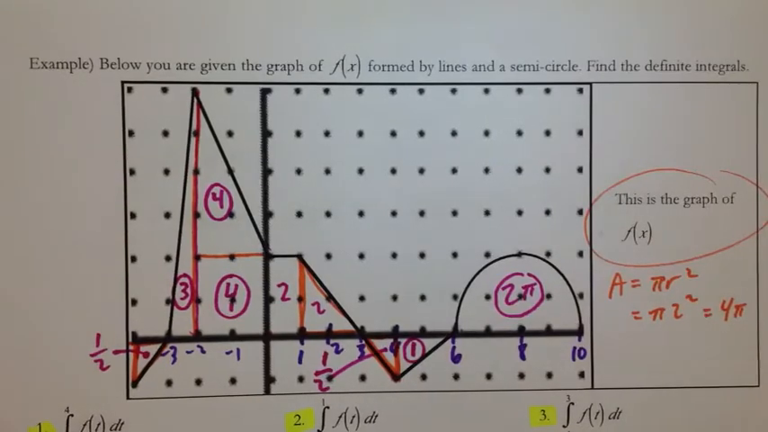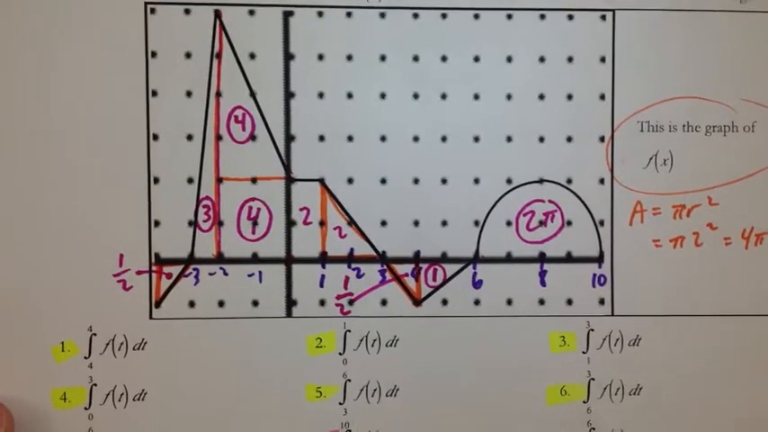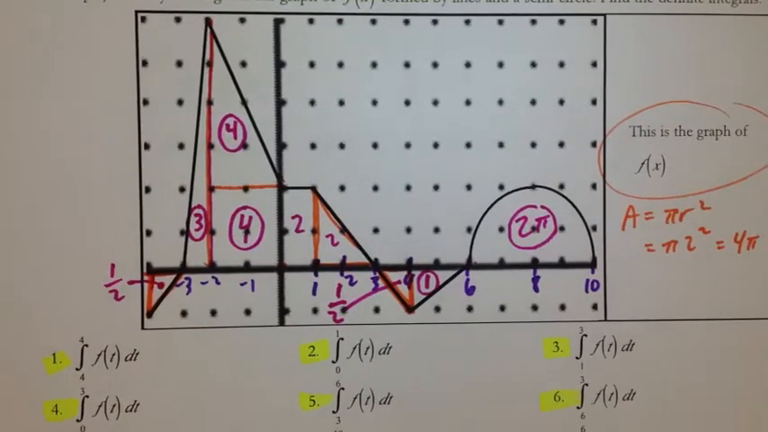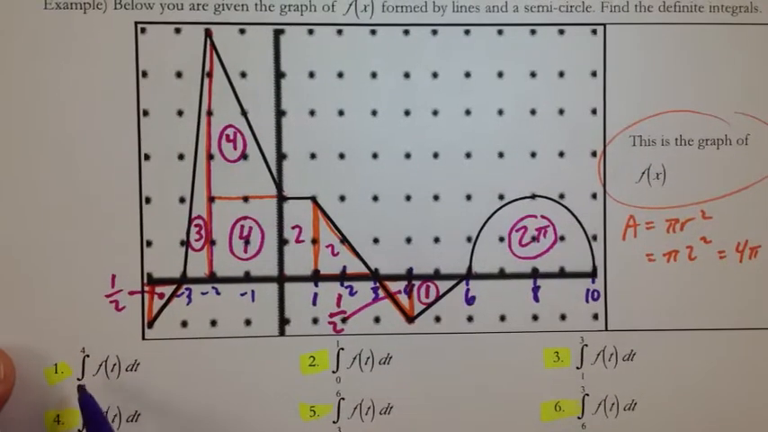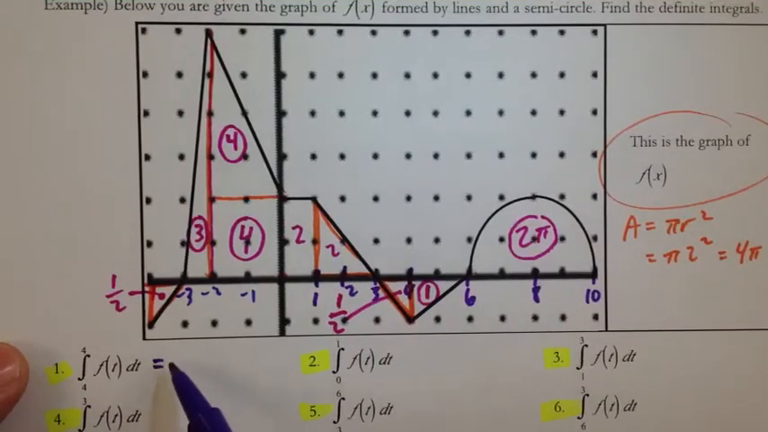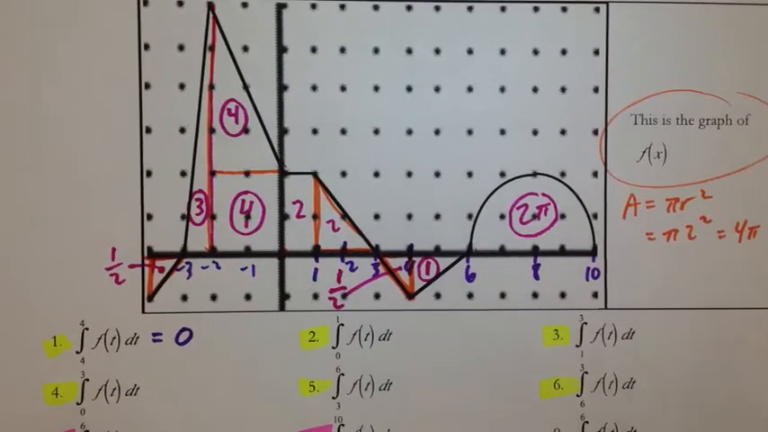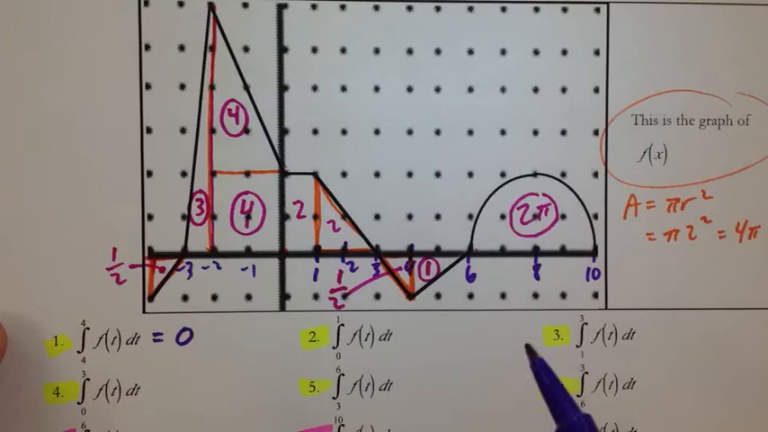Problem number 1. You notice here I've got some problems in yellow and some in pink. Well, the yellow ones I'm going to do, and then the pink ones I'm going to ask you to pause the video and do them on your own. So, first one, we want to find the integral from 4 to 4 of f of t dt. In other words, we're integrating from 4 all the way to 4. If you remember what we talked about in the last video, when the upper and lower limits of integration are the same, then we don't have any area, so the area is 0.